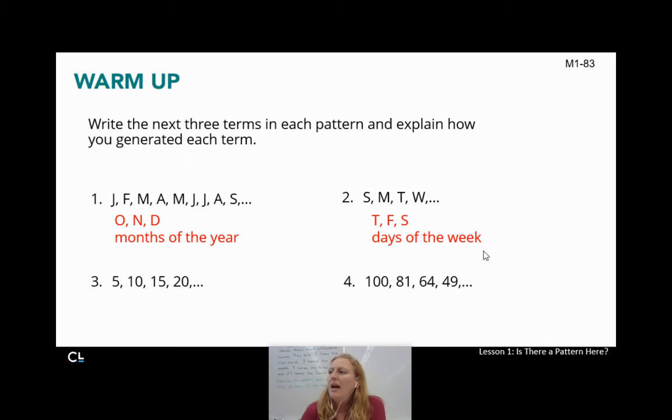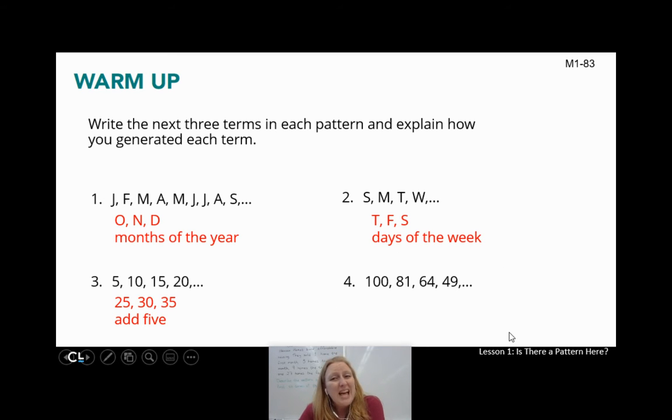Hooray. This next one you probably didn't have too much trouble with. 5, 10, 15, 20. We're counting by fives. We're adding 5 each time. The next three terms would be 25, 30, 35. We're just adding 5 every time. You could have said count by fives as well, but I'm going to say add 5. It just feels a little more precise.